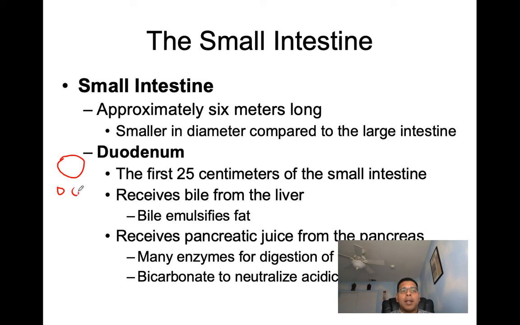Now, why does it break it down into smaller fat droplets? Because this helps to increase the surface area of that fat. When enzymes come into play and act on this fat, it's going to be easier for that enzyme to completely digest the fat in the form of smaller droplets compared to this big fat drop that we had up here. So that's what emulsification does.